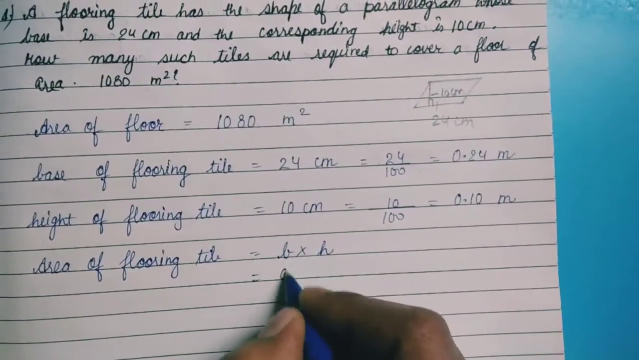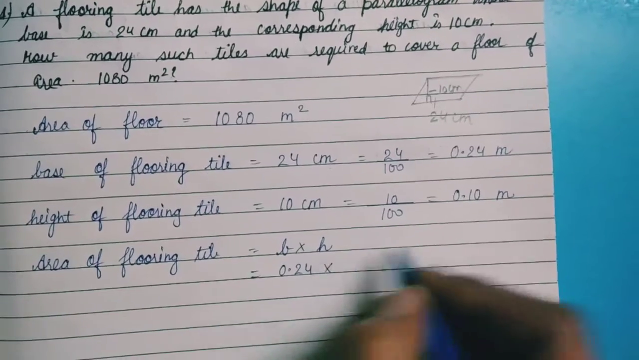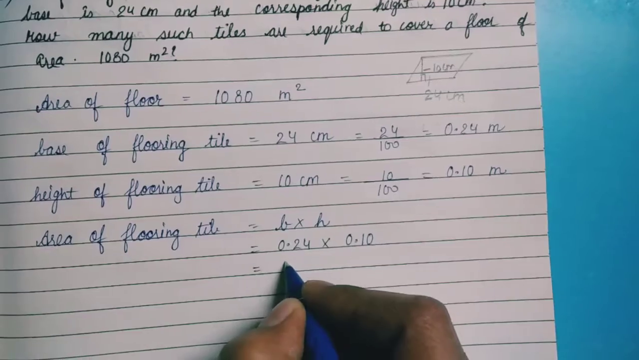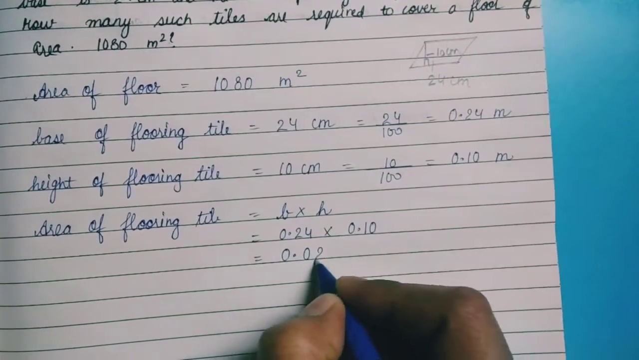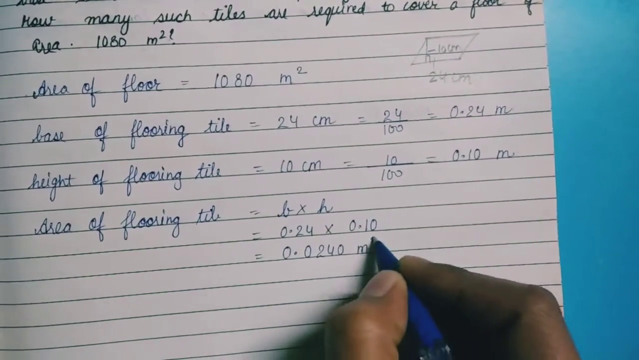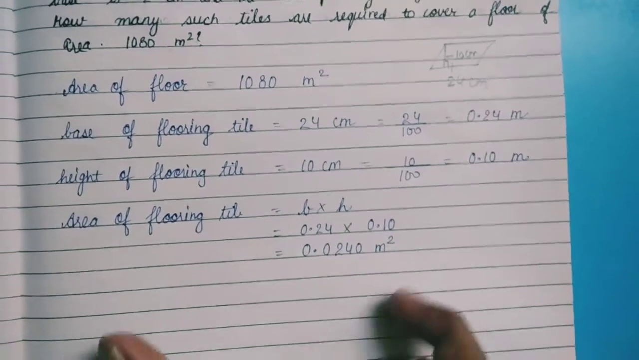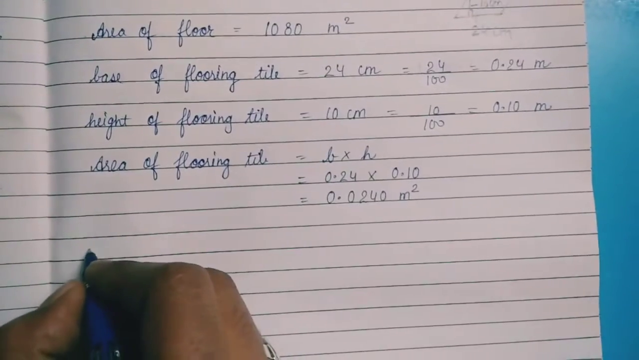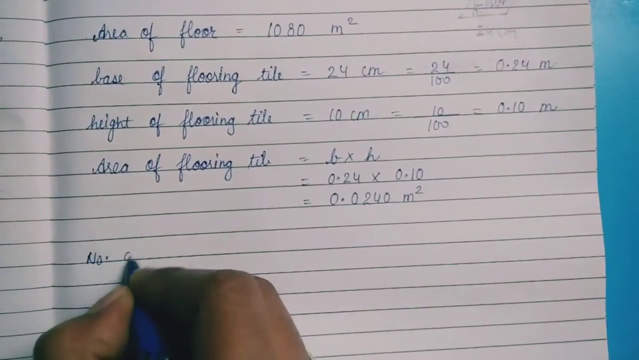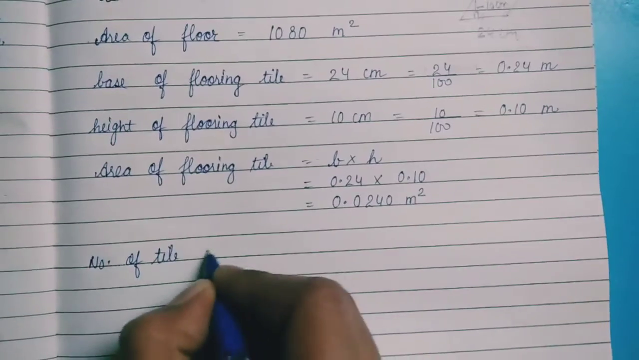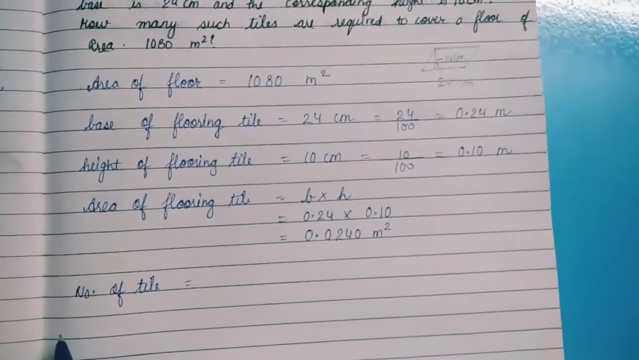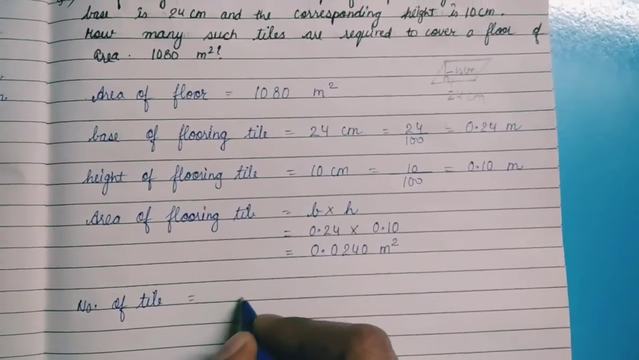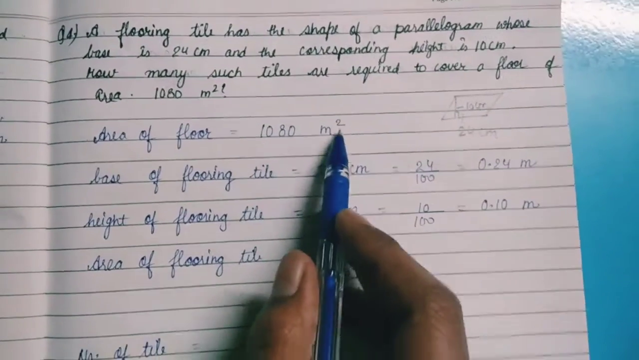Base is 0.24 and height is 0.10. So it will give us 0.0240 meter square. Now we have the area of the flooring tile. Now we can easily get the number of tiles which is required to cover the floor whose area is 1080 meter square.